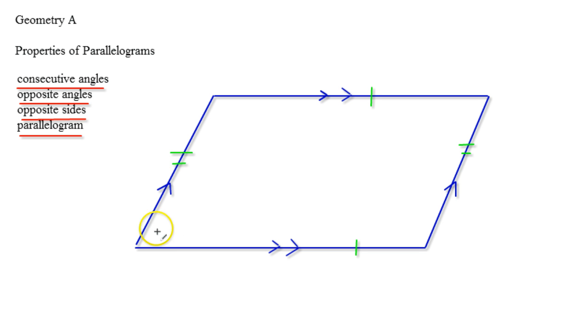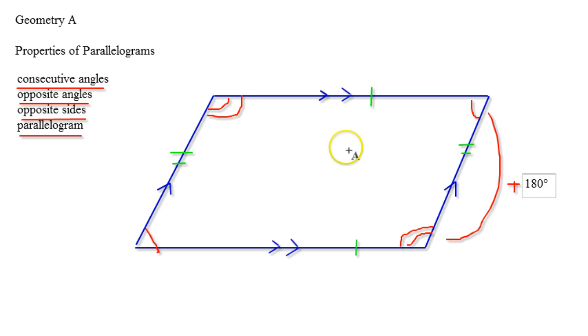Another thing is that the opposite angles are going to be the same, so this is going to be equal to that, and this is going to be equal to this one. That's another nice little property. Also, these angles add up to 180 degrees. They are supplementary. But not only just those two, but the ones on top as well. So consecutive angles are supplementary. That's a nice little property to have.